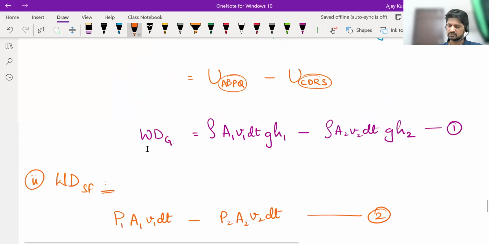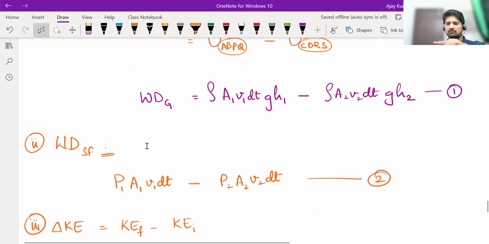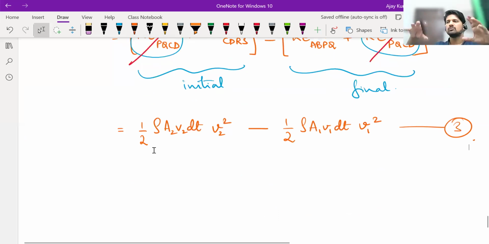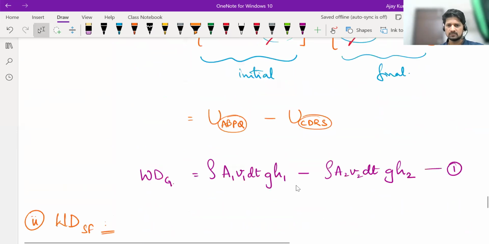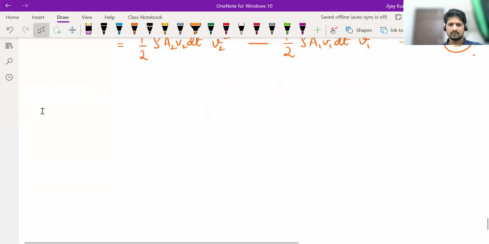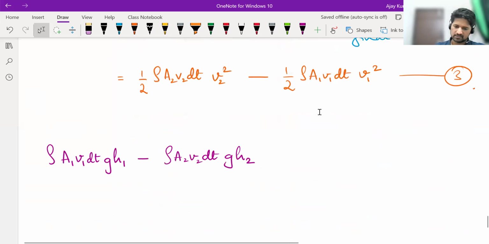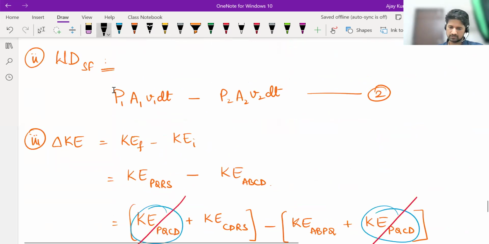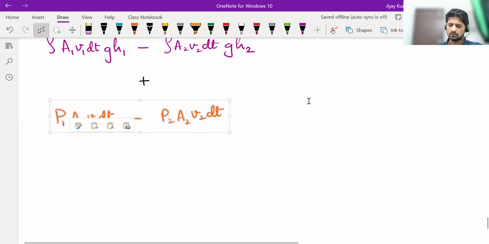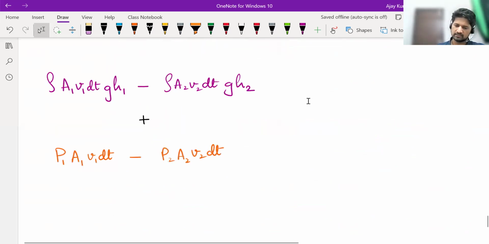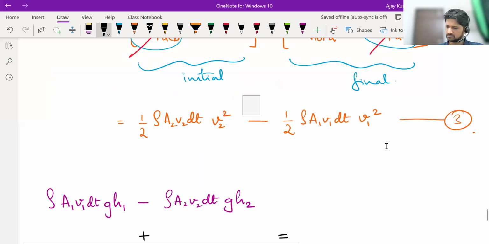So we got the work done by the forces, gravity and surrounding fluid, and we got the expression for change in kinetic energy. Put them all together, what you get is Bernoulli's equation. I just copy paste these equations. Work done by gravity plus work done by the surrounding fluid. Surrounding fluid work done is this much, a simple expression. Together, these should be equal to the change in kinetic energy. The change in kinetic energy expression is this.